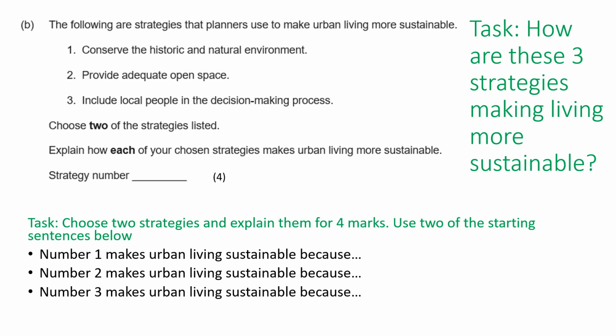Number 2, adequate open space. One of the things to make sustainable living is about people having variety to shops, services, and recreational areas. If you're providing adequate open space, it means that people have got somewhere to go and run around, they've got nature that they can enjoy, and that leads to better well-being and better health.